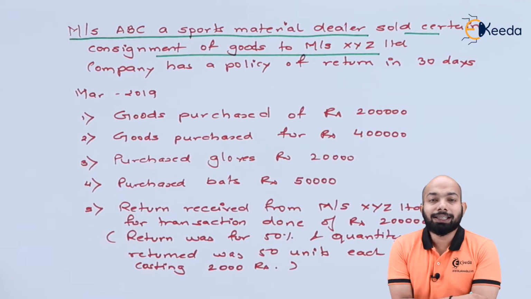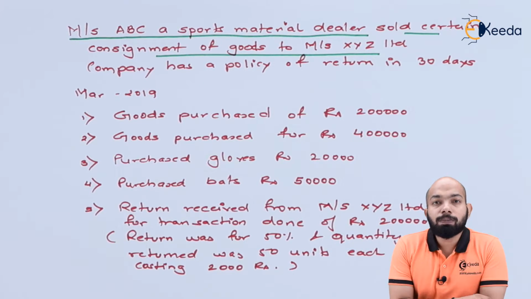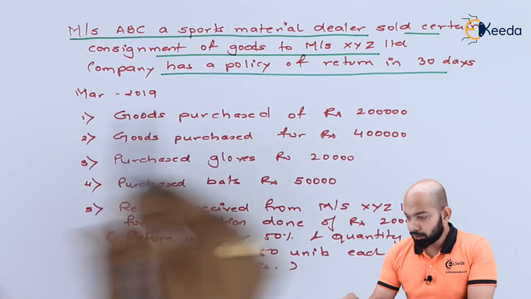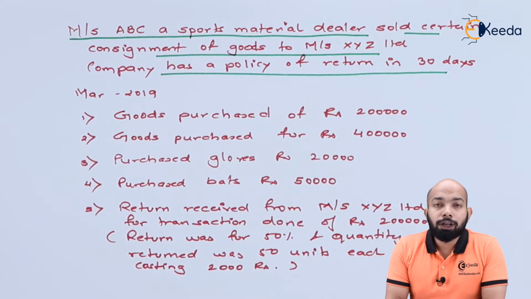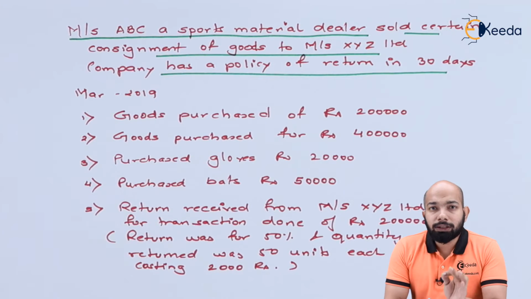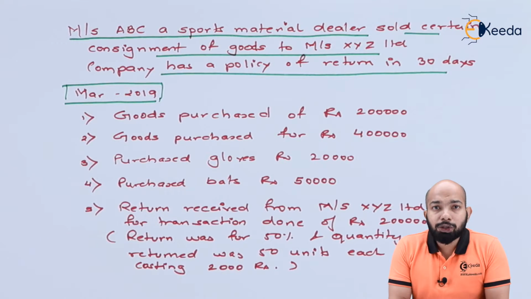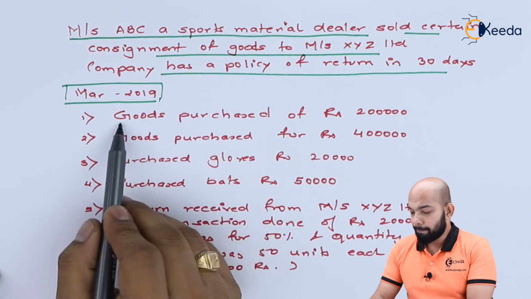The question states, Mrs. ABC, a sports equipment dealer, sold a certain consignment of goods to Mrs. XYZ. Now, the company has a policy of return in 30 days. That means any goods returned by the buyer to the seller within 30 days will be considered for exchange and refund. In the month of March 2019, all these transactions have been referred down here. We'll go through each transaction one by one.